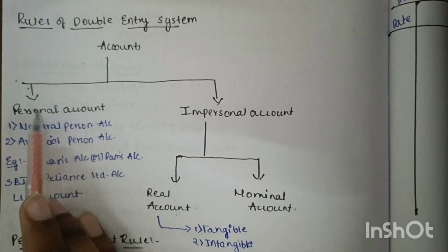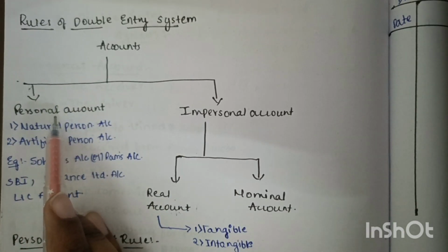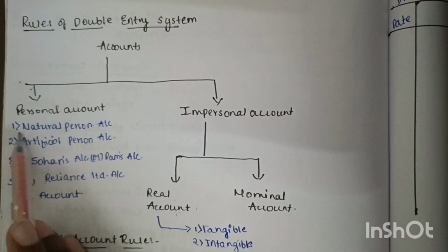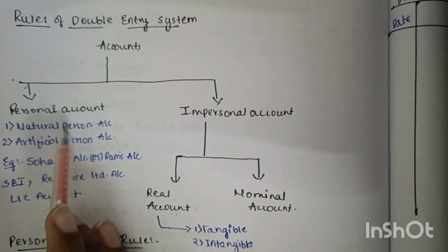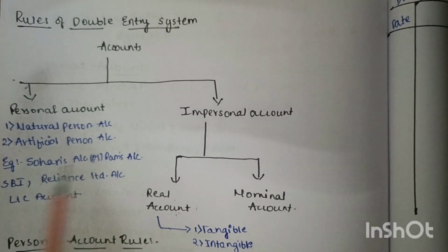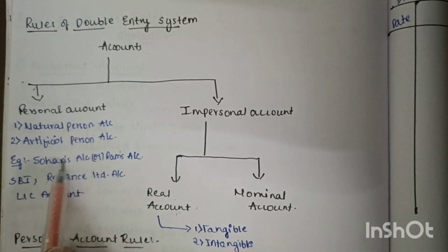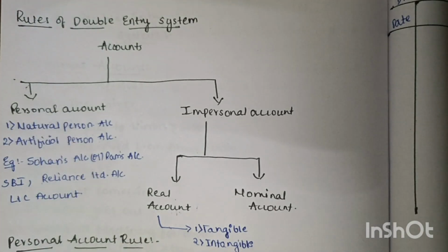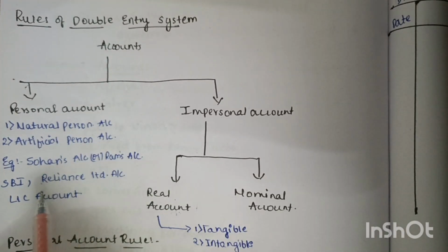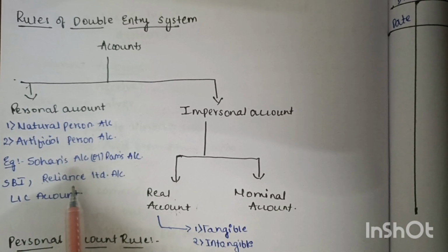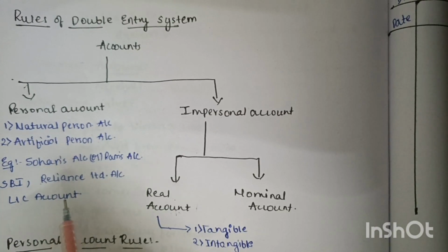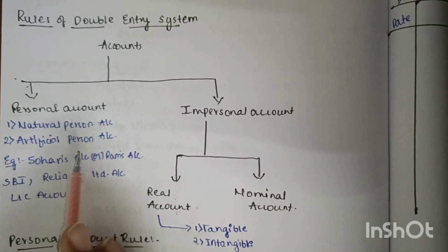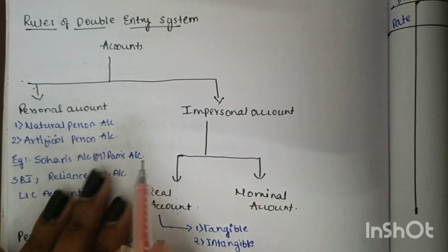Personal account describes the person, whether it is a natural person or an artificial person. It tells only about the person, whether natural or artificial. What is a natural person? For example, Sohan's account, Ram's account, Krishna's account, Sita's account. And what is an artificial person? Examples are State Bank of India, Reliance Limited, LIC, any government institution's account or any club account, which are considered artificial persons' accounts. So this is the meaning of personal account.